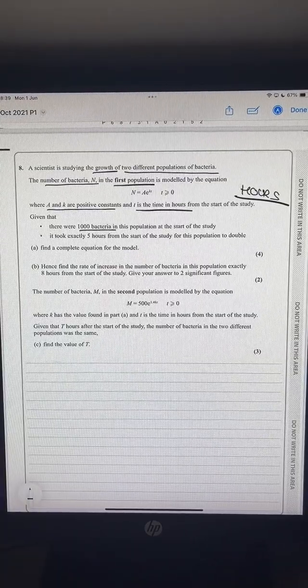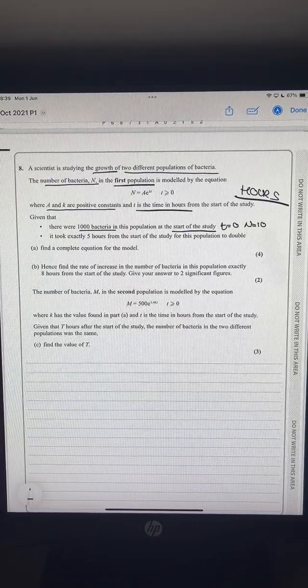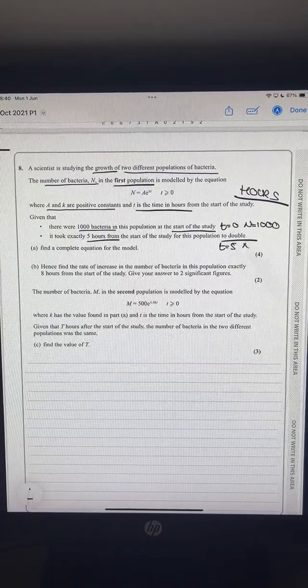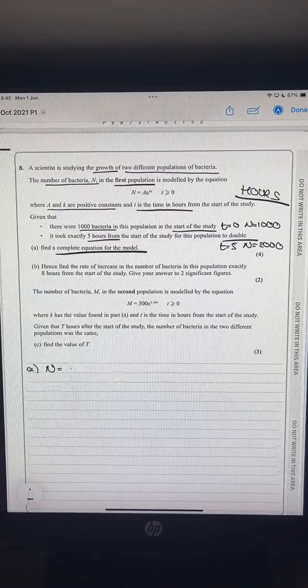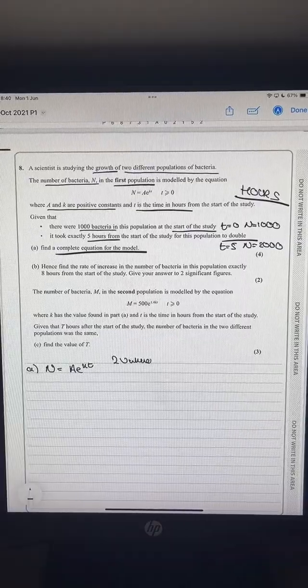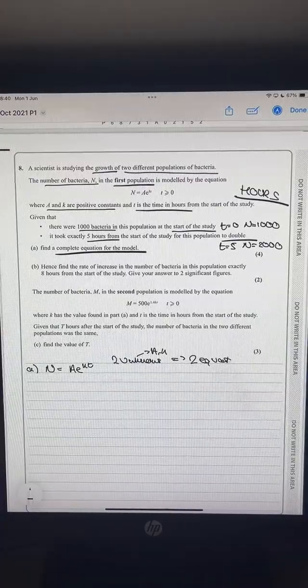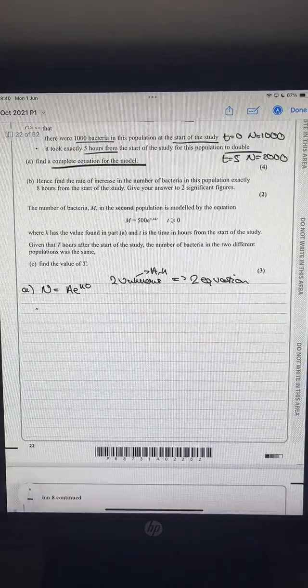Given that there were 1,000 bacteria at the start of the study, so at T equals 0, we have N equals 1,000. And it took exactly 5 hours for it to double, so at T equals 5, N equals 2,000. Find a complete equation for the model. Pretty standard question. We just need to use our facts. So we have N equals A e to the K T. We have two unknowns here, and my two unknowns are A and K. That means we need two equations. That's the rule. The number of unknowns you have is the number of equations you need to find those unknowns. So we're going to use the facts they've given us.